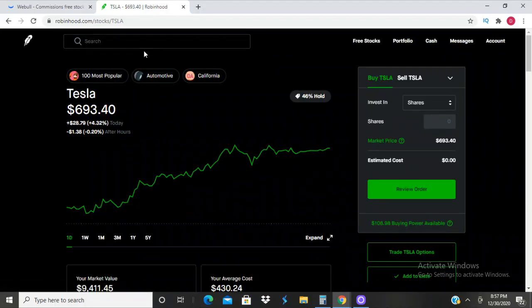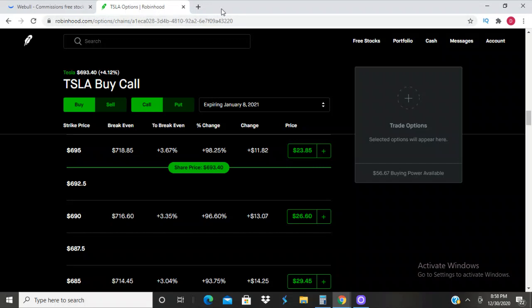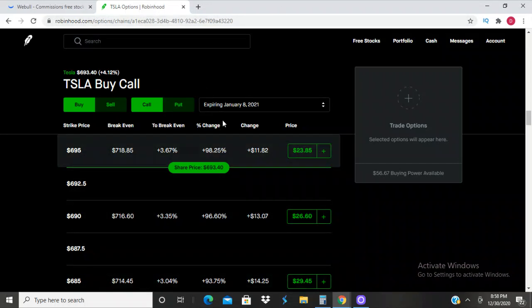So what you do is type in Tesla in the search bar. Whatever screen you're at, you come over here where it says trade Tesla options. If you're on a phone, it'll look a little different, but it's the same layout. You just scroll until you see this. Click on here, boom. It'll pull up what is called the options chain. Once it pulls this up, this is where you can select which option you want to buy.